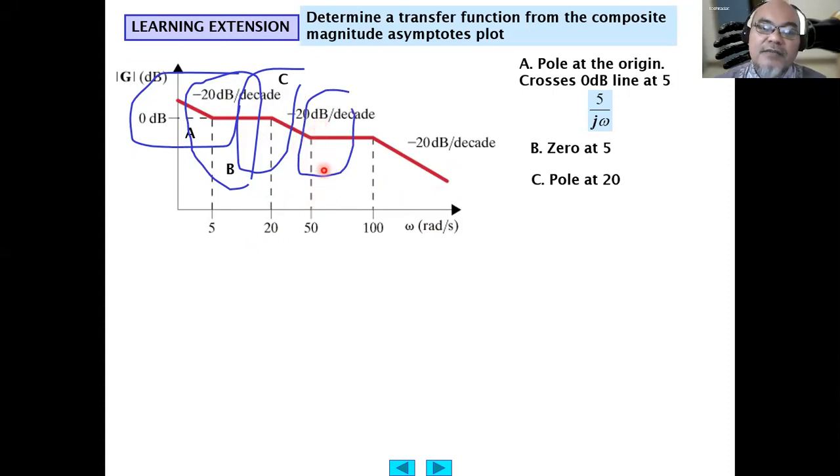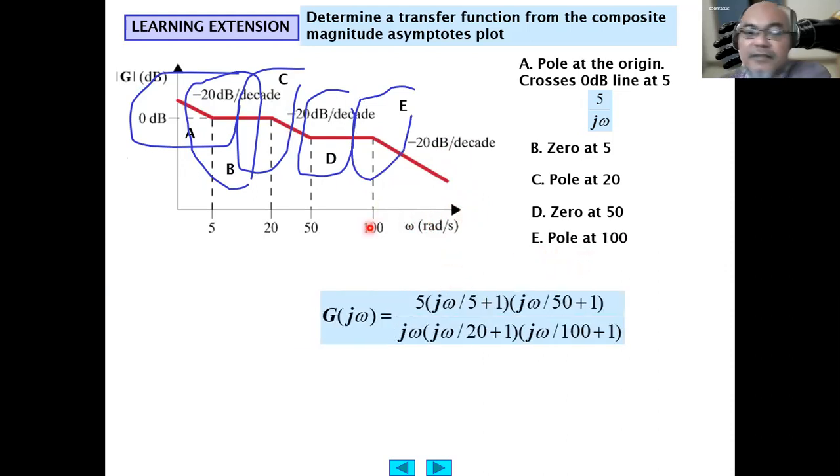Then at 50 radian per second, it flattens again. So there should be a zero, compensating the negative gradient by a positive gradient of 20 decibel per decade. So this should be a zero at 50 radian per second. Then it decreases again at 100 radian per second by negative 20 decibel per decade. So this should be another pole at 100.